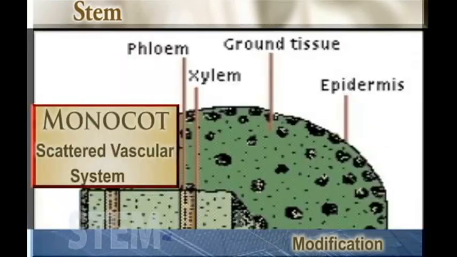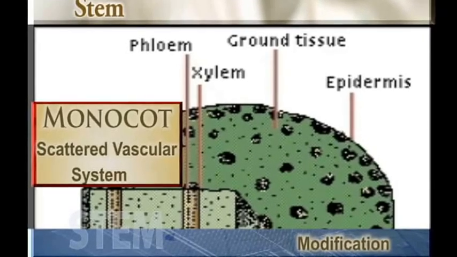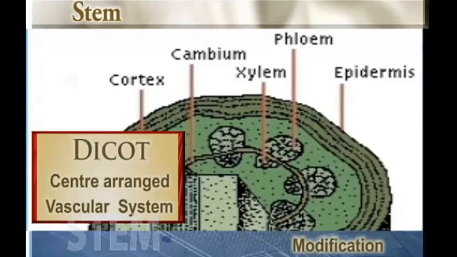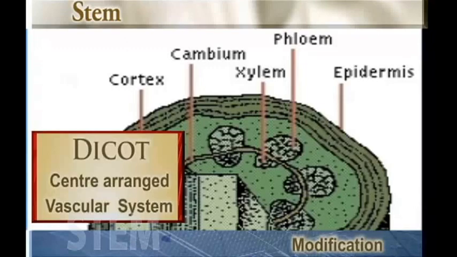Now we want to look at the internal structure of the stem. You'll find that the internal structure is quite different. When you look in monocots, the vascular systems are scattered anywhere. The vascular systems are scattered in the monocots. But when you look in the dicots, the vascular systems are arranged in a circle, and inside the circle we have the xylem, and outside the circle we have the phloem, and they are separated by the cambium. That is the internal structure of the stem.